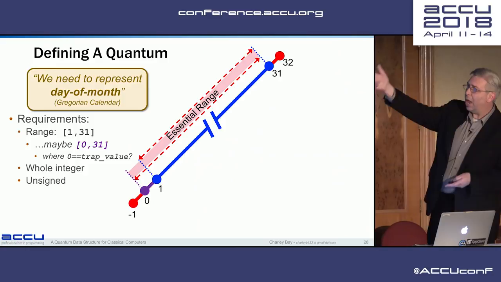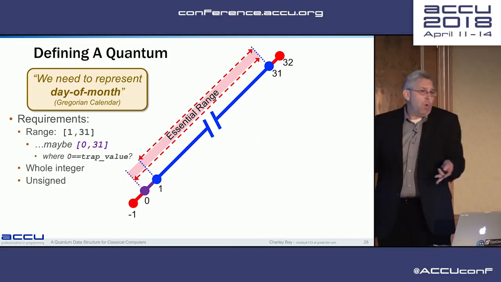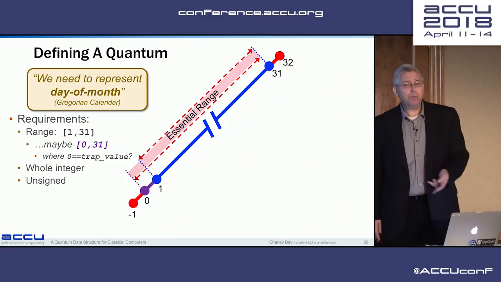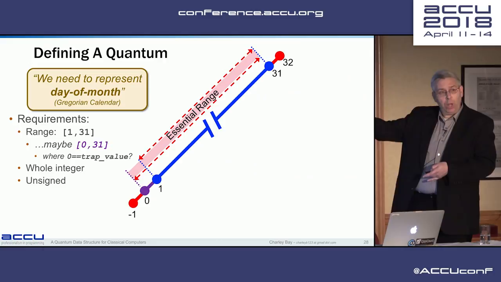And then as we go a little further, maybe we want a trap value. Maybe zero is not set. Maybe we want that. You don't have to have that, but sometimes that's useful. But 32 is right out. We don't need that. Negative one, that's right out. We don't need that either. So we start selecting data types based on our understanding of the quantum and the range.